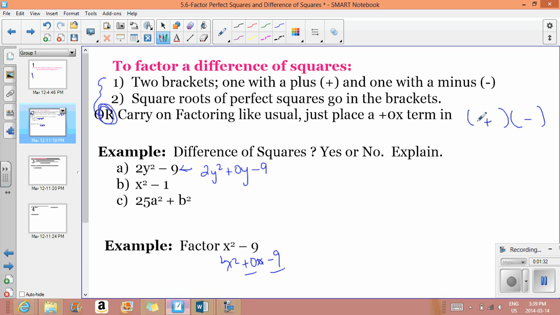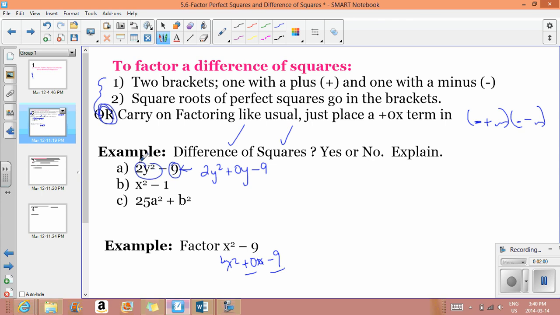To get what goes in the first spots here, you take the square root of the first and the square root of the second. Okay? And so if it goes perfectly, then you would put that square root of the first term in this spot and this spot, and the square root of the last term here and here. Or again, just do it like normal. So first we're going to try to see if these are difference of squares. Now remember, these are your 2 key words, difference and squares.